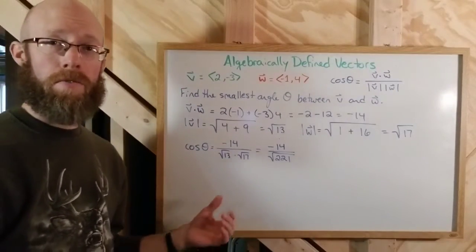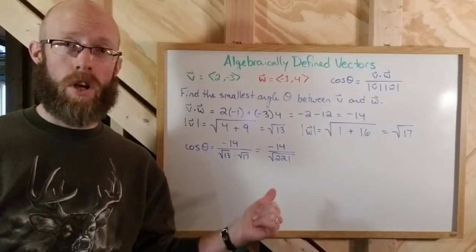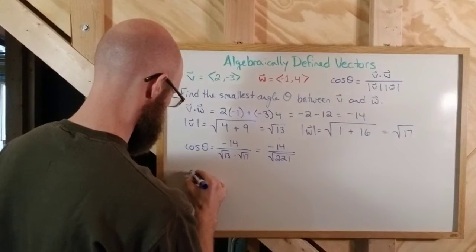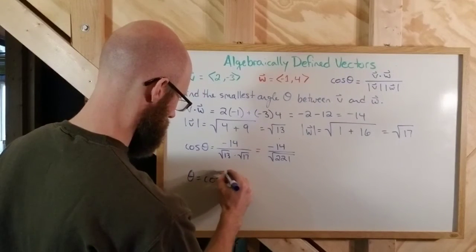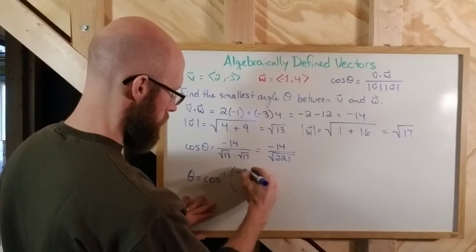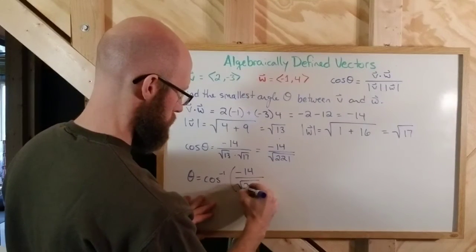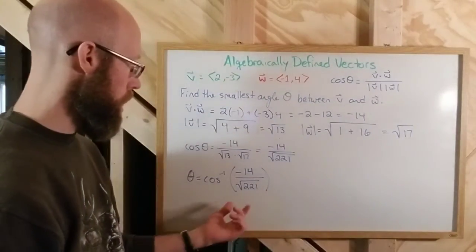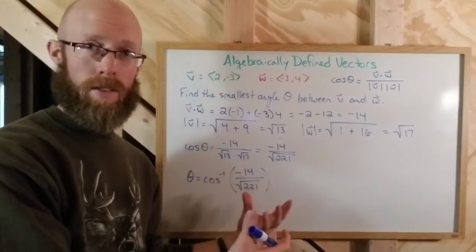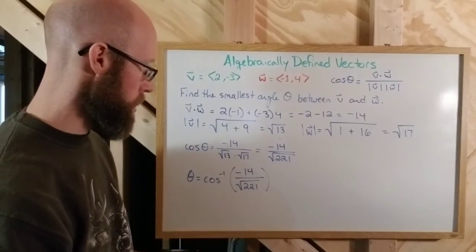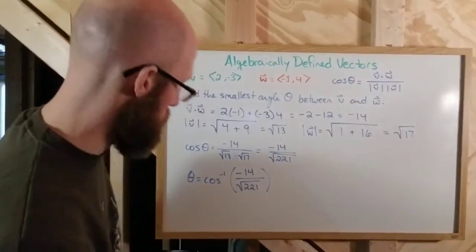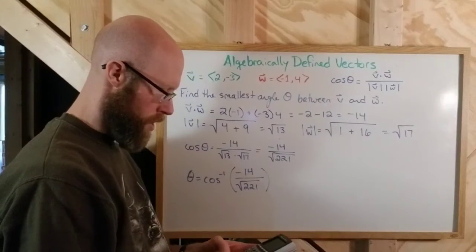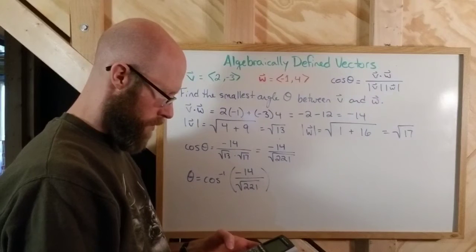Okay? So now to find the angle theta, I'm going to use the inverse cosine, right? So theta, now we'll move it over here. Theta equals the inverse cosine of that quantity, negative 14, over the square root of 221. I'm not worried about rationalizing the denominator here because I'm not using that as a final answer, and I'm not doing anything with it algebraically other than just plugging it into this inverse cosine. So that's what we're going to do. Just go inverse cosine of negative 14 divided by the square root of 221.